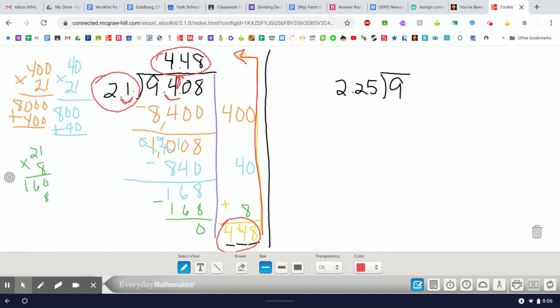All right, now let's go on to the next problem here. Step 1, we just talked about it. Let's make 2 and 25/100ths a whole number by multiplying it by 100. Let's move the decimal 2 places to the right. But because I did that, I have to now move my decimal.